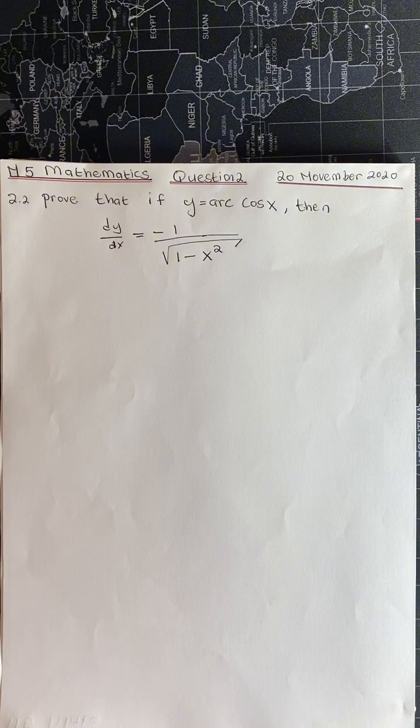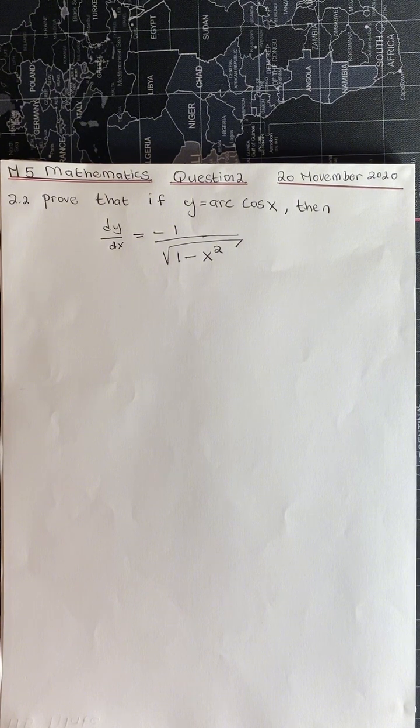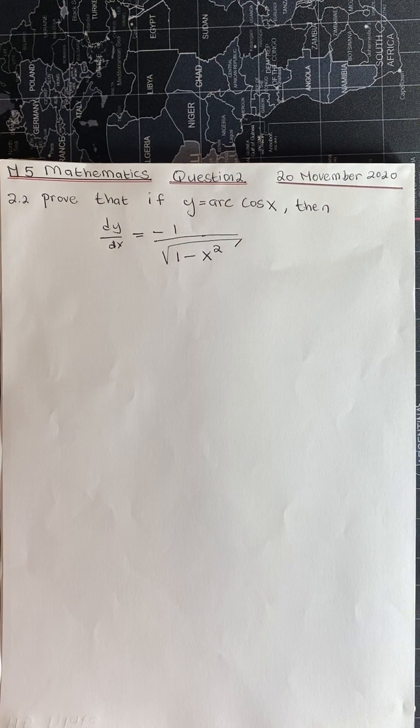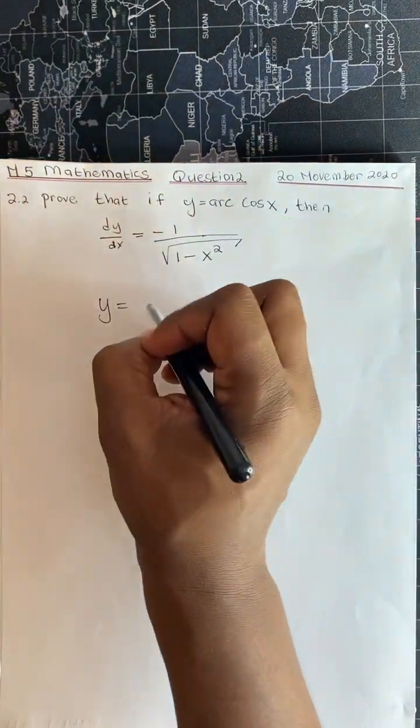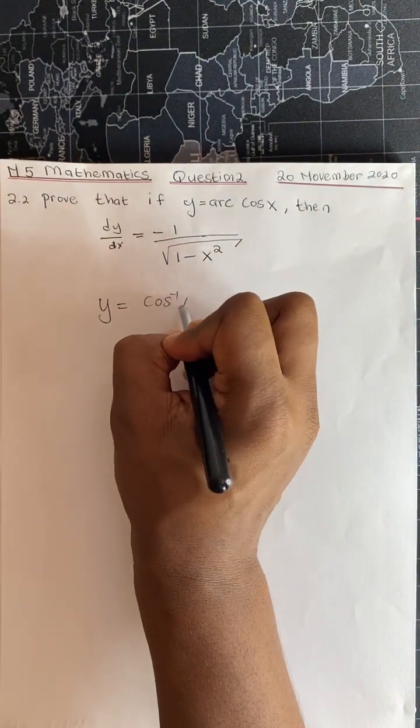So question 2.2, we have to prove that if y is equal to arc cos of x, then when we differentiate y with respect to x, we will get negative 1 over the square root of 1 minus x squared. So we have y is equal to arc cos of x.